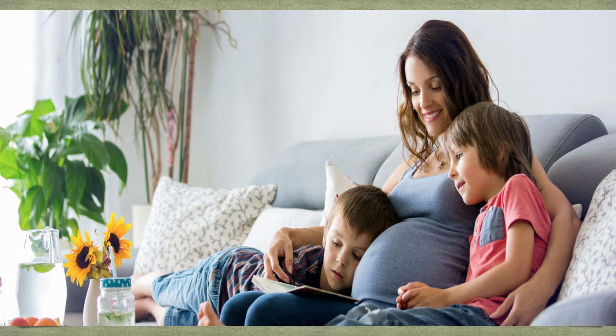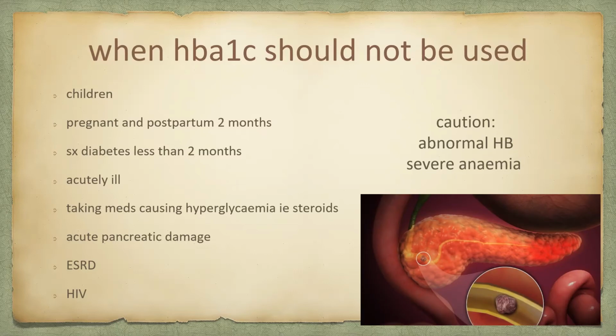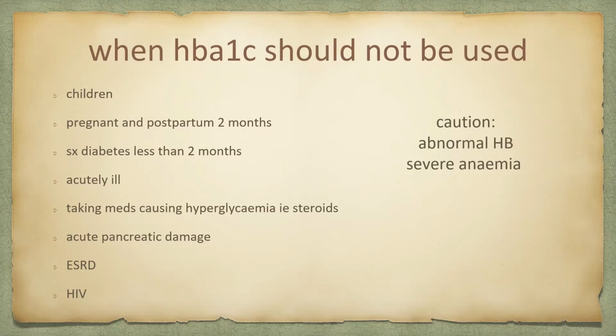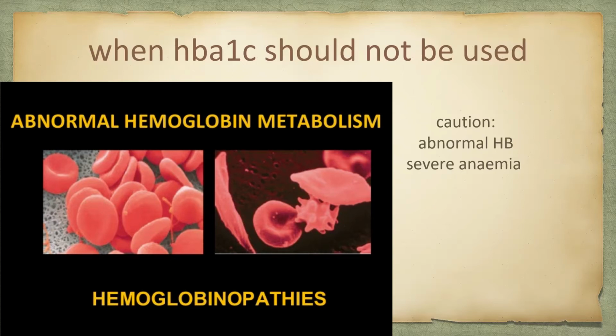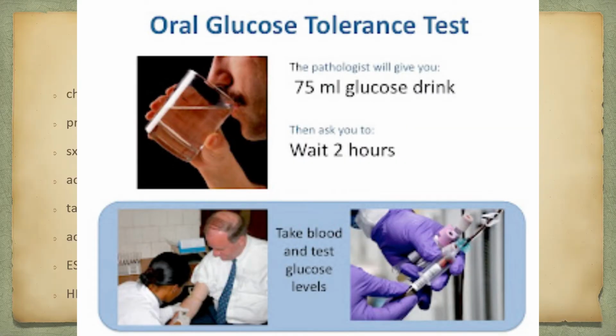HbA1c should not be used in children, in pregnant women, or if they have had symptomatic diabetes for less than 2 months, because HbA1c measures the previous 3 months' reading. Also not when they're acutely unwell or taking medication that can itself cause high blood sugar, such as steroids. If they have acute pancreatic damage, renal disease or HIV, it also needs to be interpreted with caution, as with hemoglobinopathies, severe anemia or thalassemia. In these conditions, we probably need to get advice from the pathologist. In pregnant women, the way to diagnose diabetes is by doing an oral glucose tolerance test, OGTT.